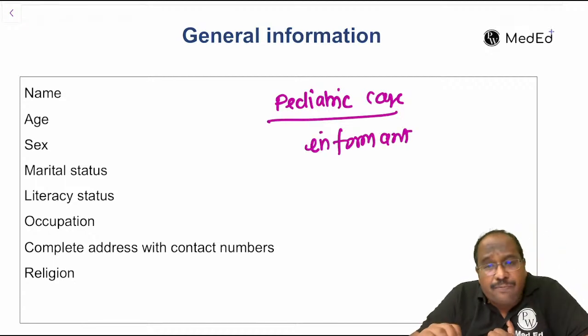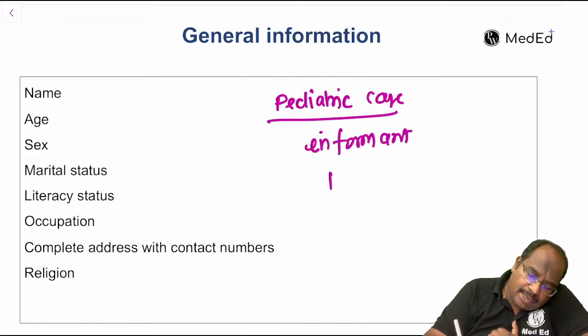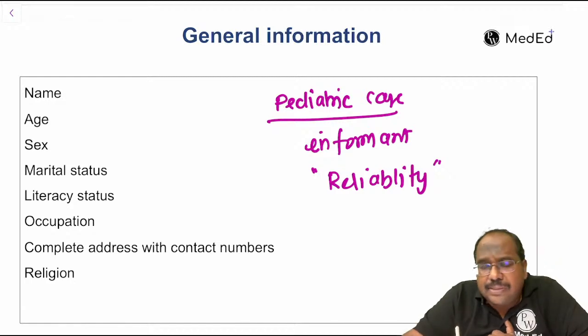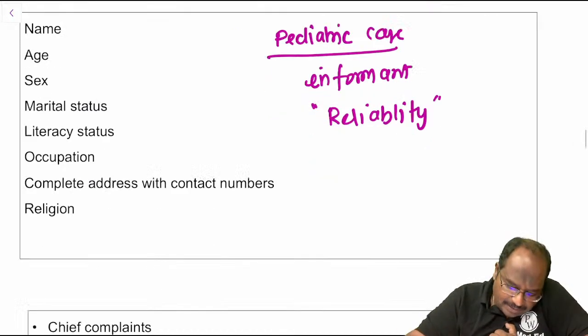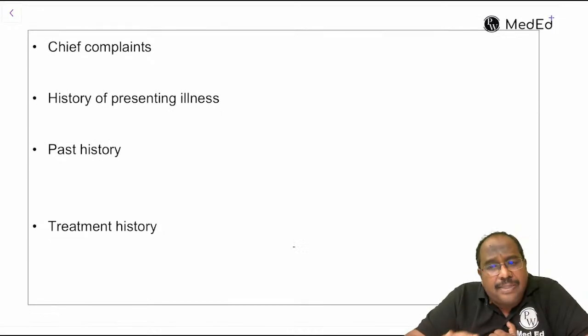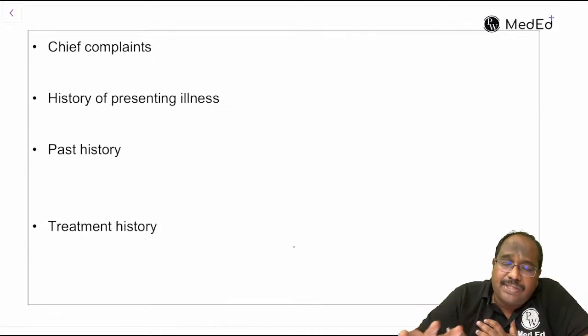Okay, you ask who is the informant here, and what about their reliability? Whatever information they are giving, is it right or wrong? That reliability you have to ask. It's a pediatric case. Pediatric case means you ask the informants. You ask chief complaints. What are the complaints? It will tell which area to focus on.